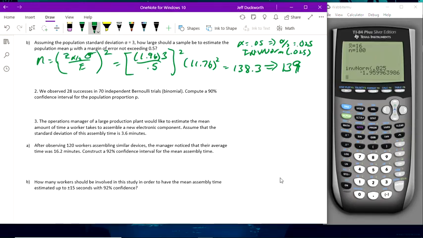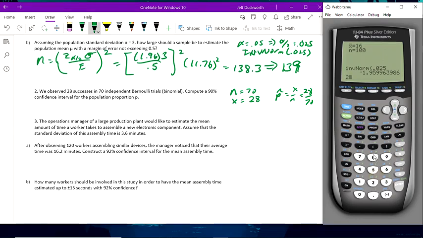Okay. Number 2, Bernoulli trials is a binomial, which means we're doing a probability of a success. So we get 28 successes in 70 different trials. That's going to give us n is 70, and x is the number of successes, so that's 28. If we want to calculate p hat, that's simply x over n, or 28 over 70, and our calculator will do that for us. It's just 0.4, it looks like, if that's necessary.